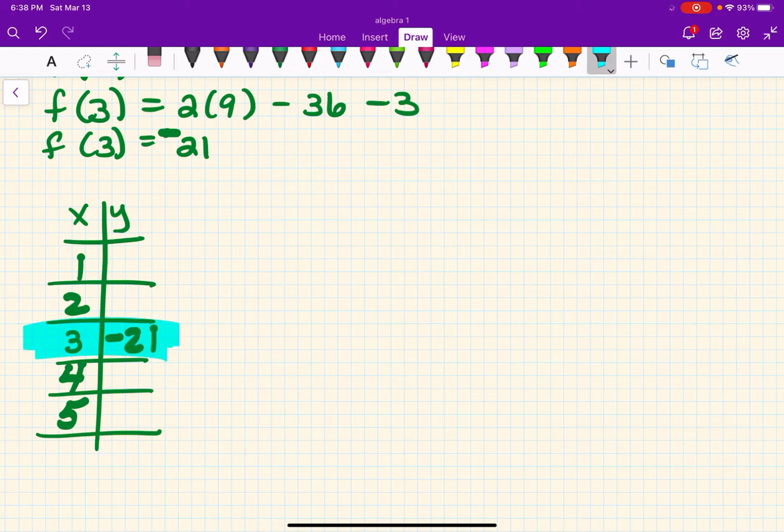And then when I put it in the graphing calculator, we find out 2 is negative 19, 4 is negative 19, and then 5 is negative 13, and so is 1. Okay, and again, I use the second table on my graphing calculator.